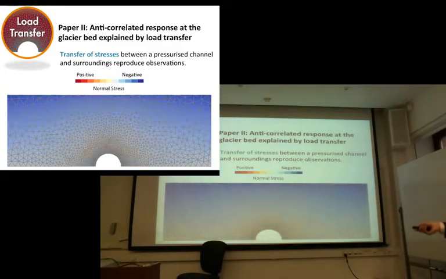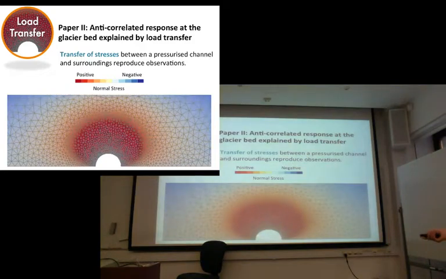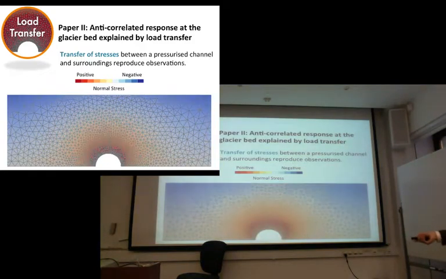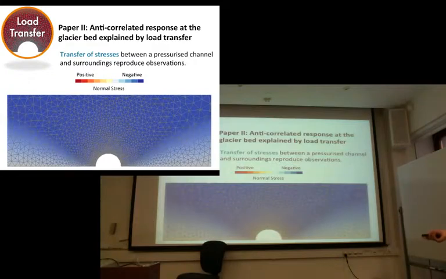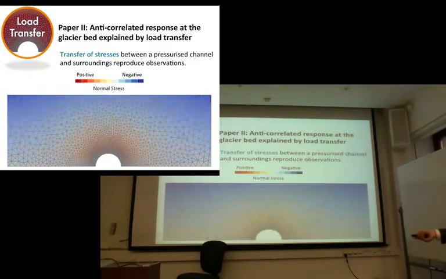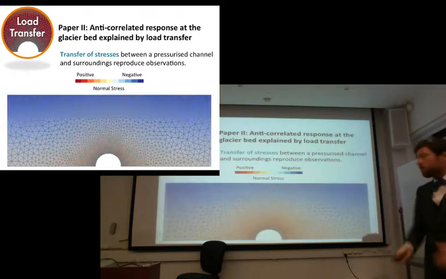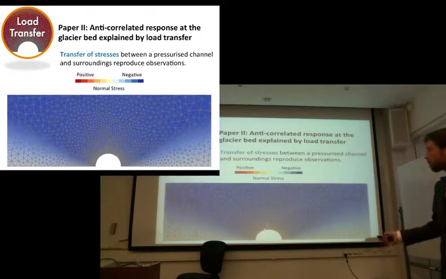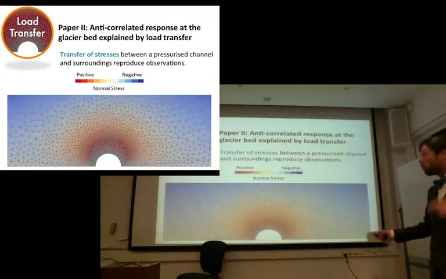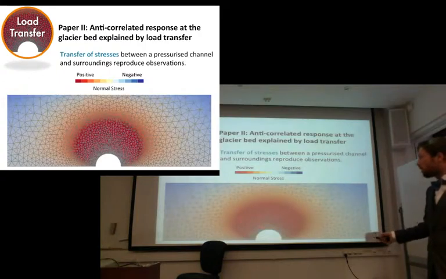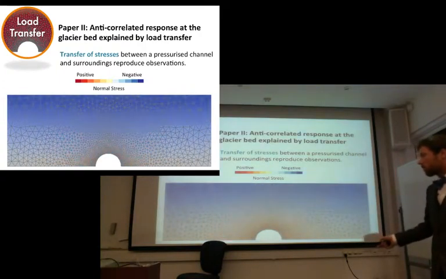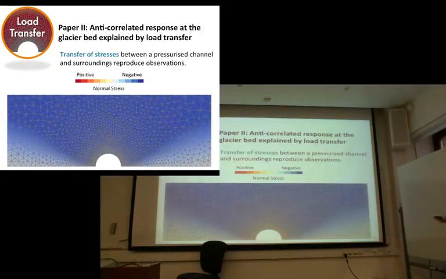This is a modeled finite element model. And what you have here is a subglacial channel. What we did is we changed the water pressure in this channel, so that it can increase the pressure in this channel, which will take some of the load, some of the weight over it, but it will decrease the pressure on the side.